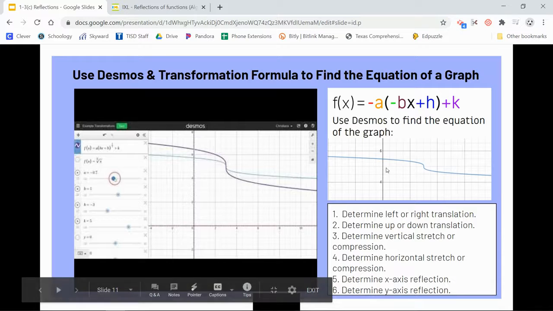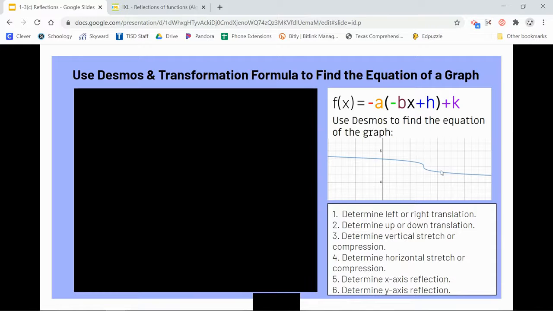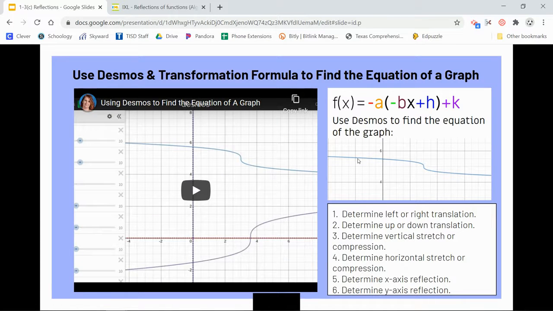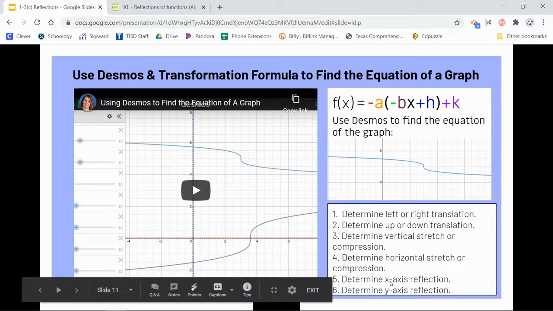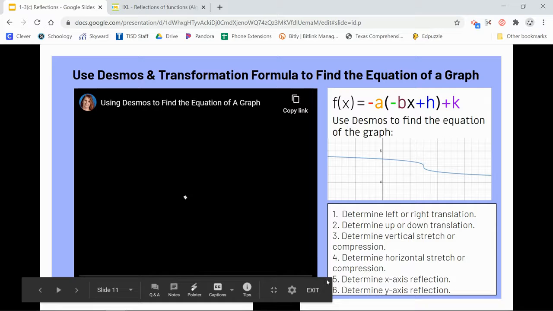So now we're going to use Desmos to figure out what is the equation for this graph. We have a graph, but we don't know where the H is or the K or the A or the B. And we're still going to use the same setup, the same steps, but we're going to do it using Desmos sliding system.